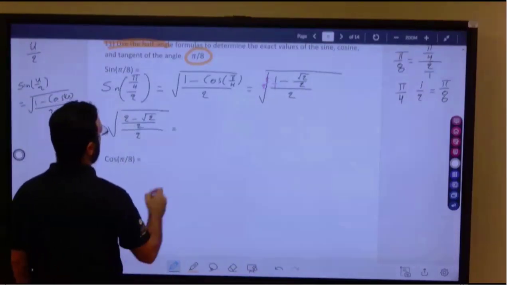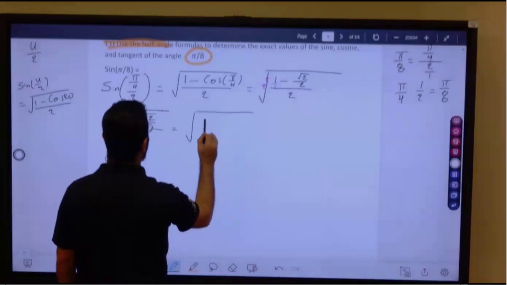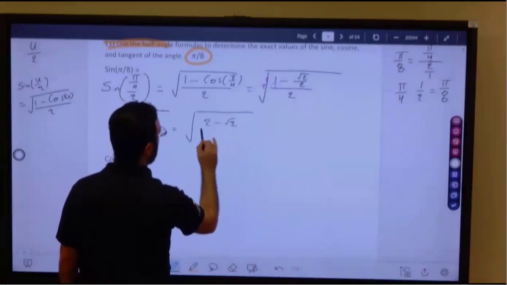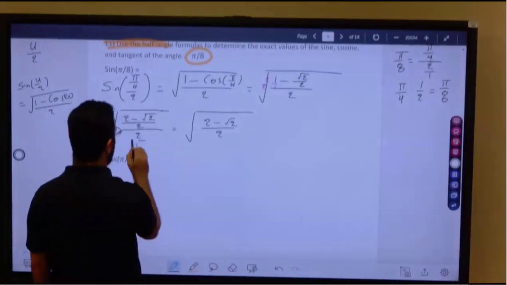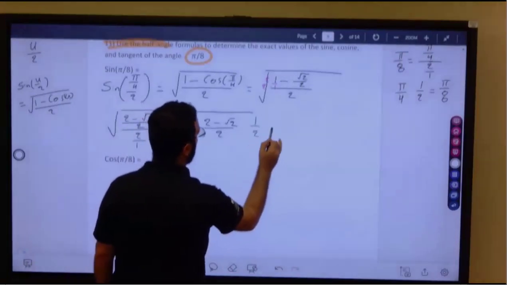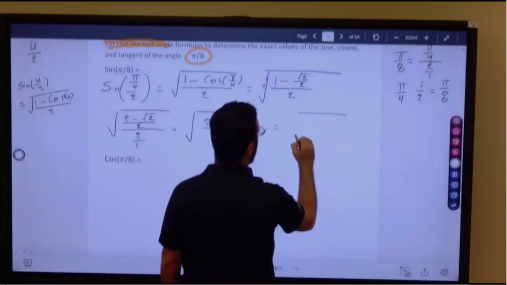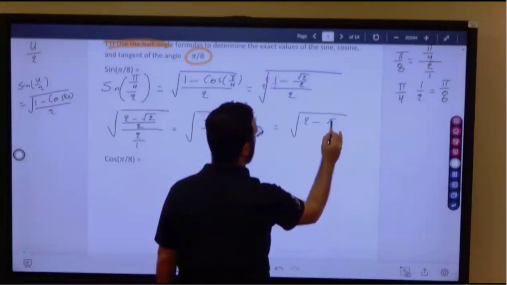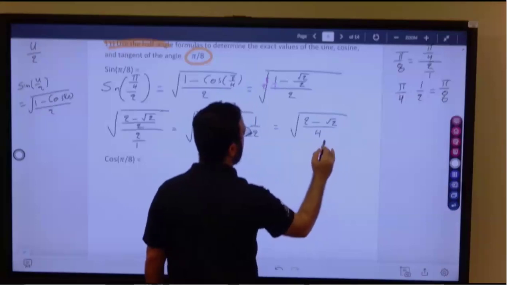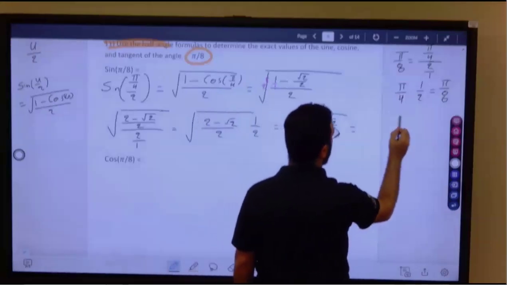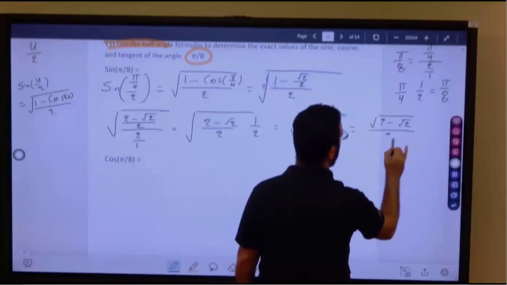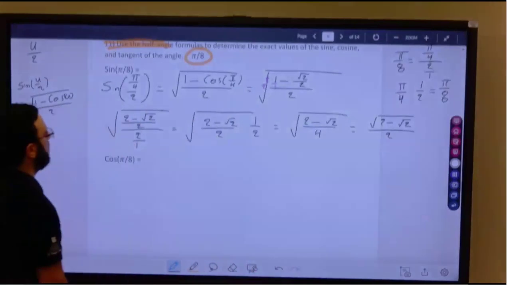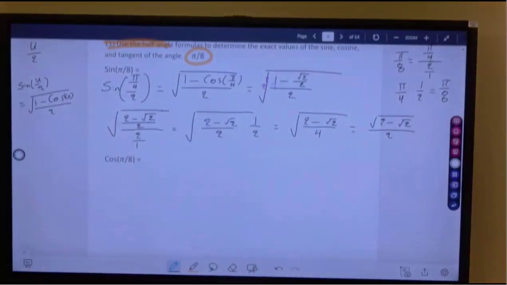And in this case, it's going to be square root of 2 minus square root of 2 divided by 2, times, I can say this is over 1 times 1 over 2. In this case, it's going to be square root of 2 minus square root of 2 divided by 4. You can take the 4 out of the root. So it's going to be square root of 2 minus square root of 2, divided by 2. So this is for the sine pi over 8.